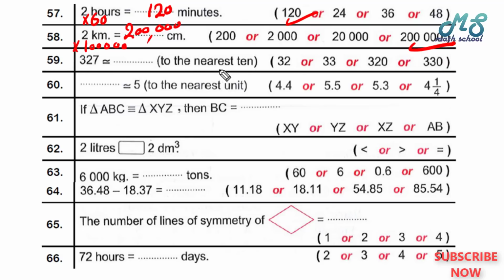327 approximately equals, to the nearest 10. To the nearest 10, you will focus on the tens place, which is 2, and the ones place is 7. So add 1 to 2, or change 2 to be the next digit. We get, Mr., 330. Someone may tell me, I will focus on 27, it's close to 30, so it will be 330. That is also right.